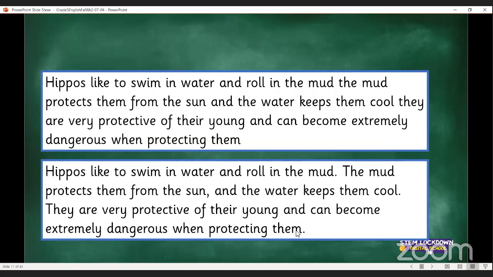Okay, are you ready? Hippos like to swim in water and roll in the mud. The mud protects them from the sun and the water keeps them cool. They are very protective of their young and can become extremely dangerous when protecting them. I nearly ran out of breath there. Did you hear?